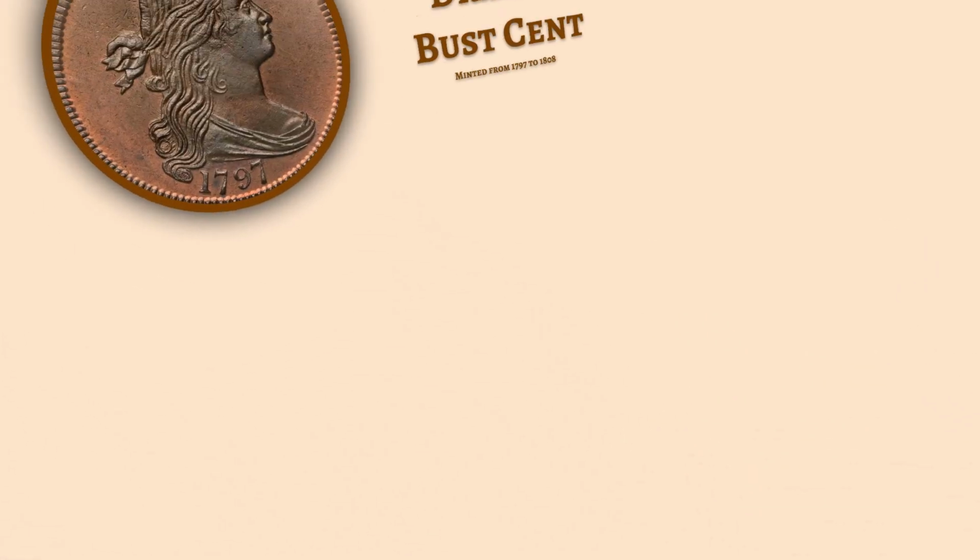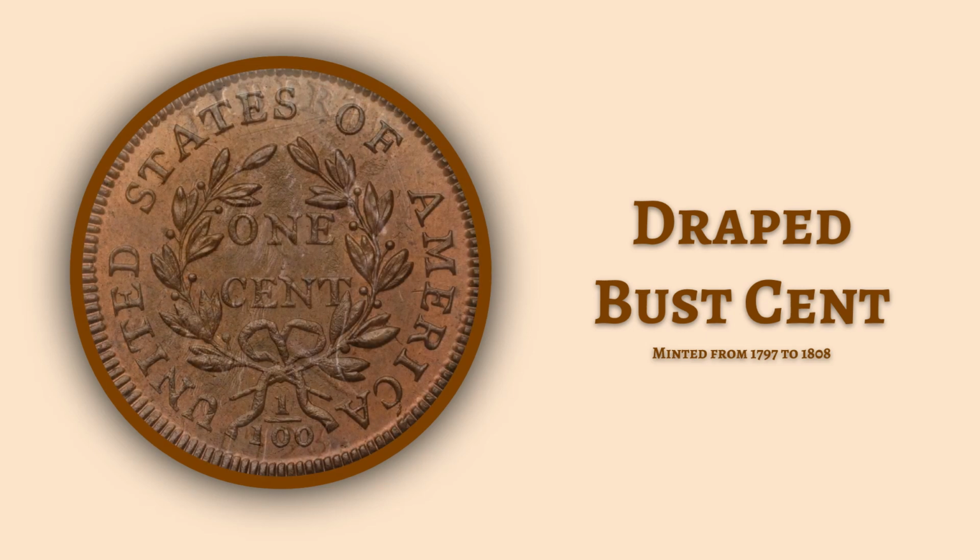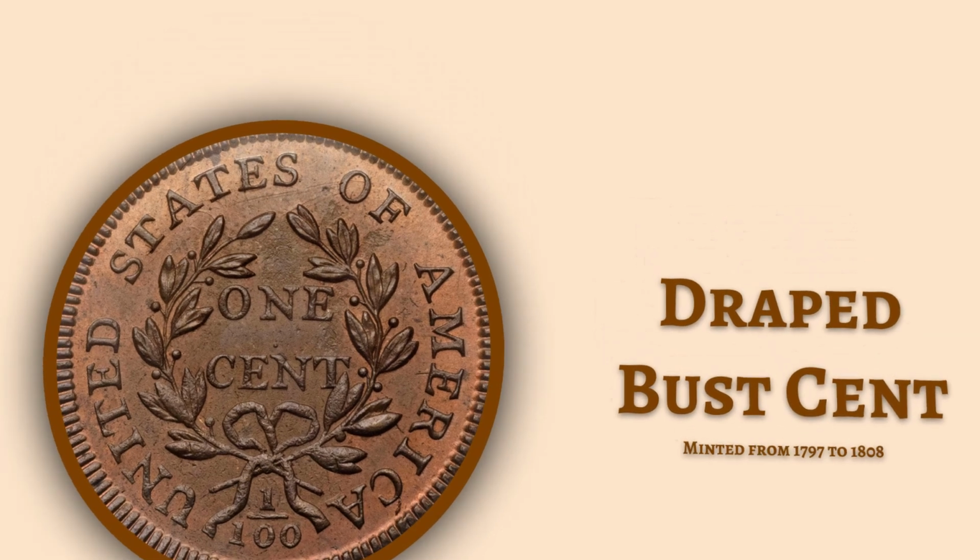Draped bust cent, minted from 1797 to 1808. The draped bust cent was the first large cent to last more than a decade in the mints. It was designed by Robert Scott. In late 1808, the classic head emerged after the U.S. Mint got a new director, who directed a redesign of all current circulating coinage.